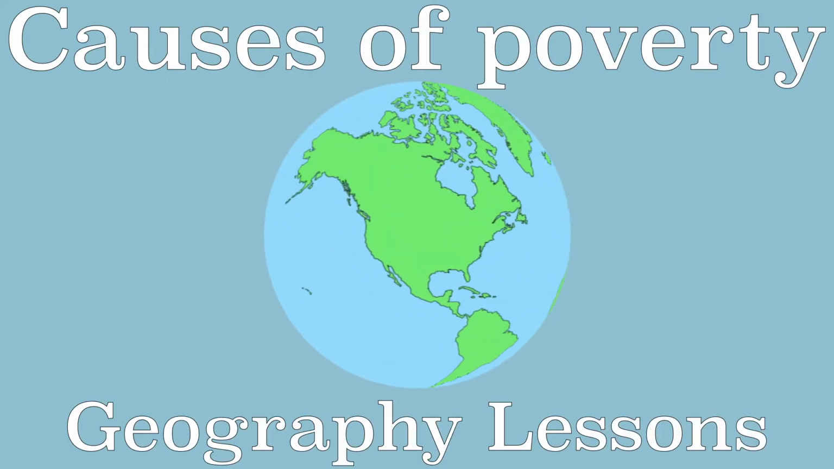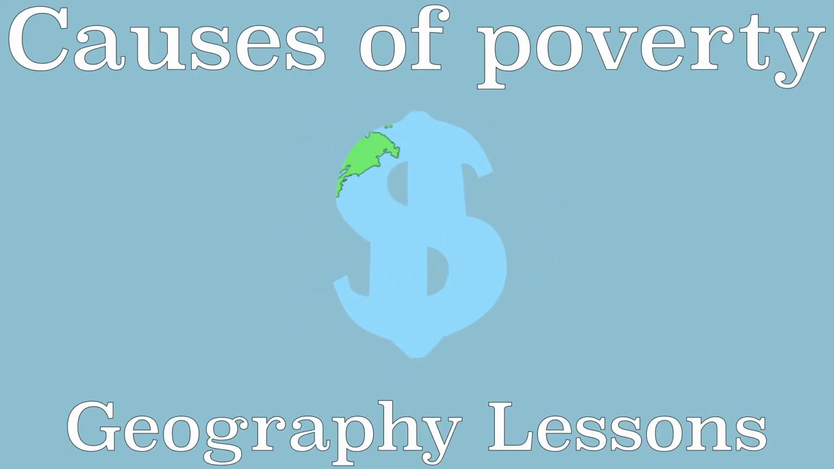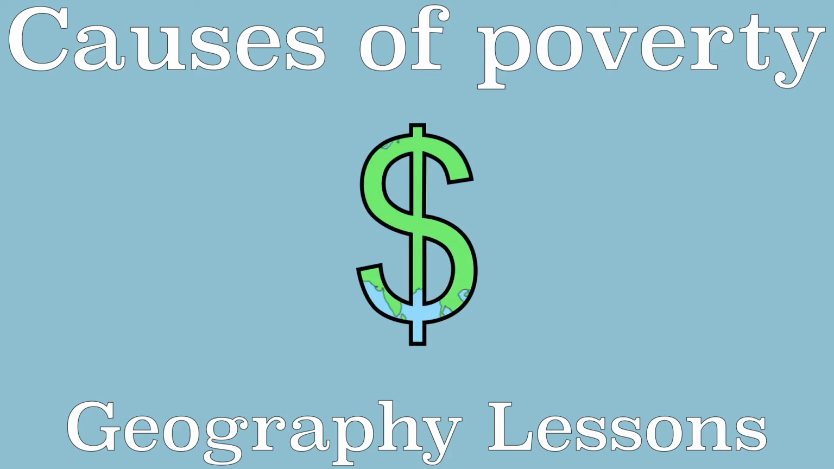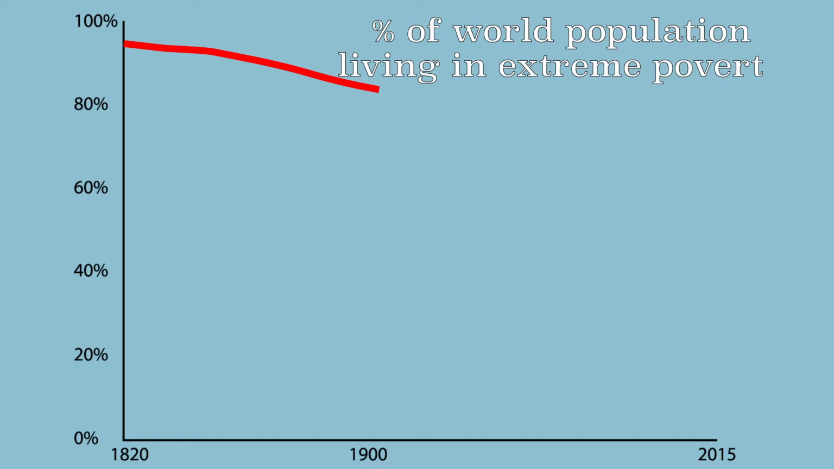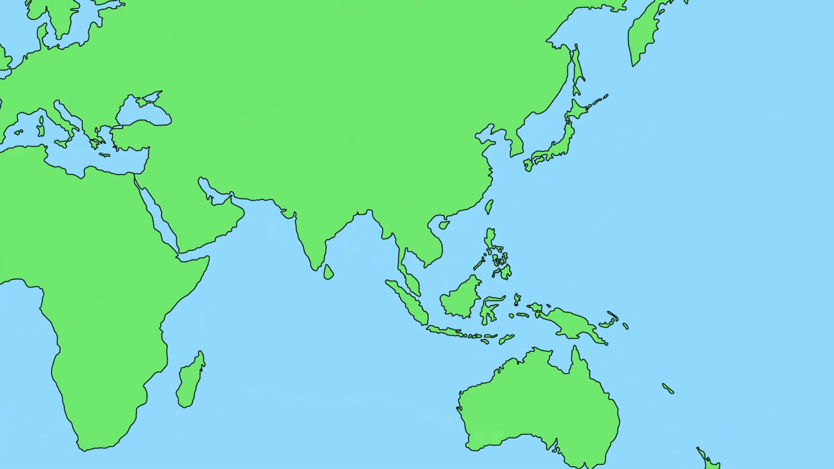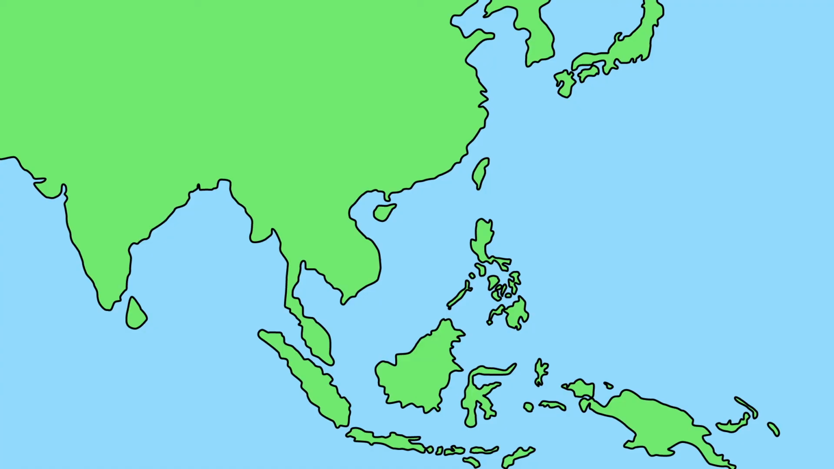The number of people living in extreme poverty has fallen sharply over the past 30 years. In 1990, about 40% of the world's population lived in extreme poverty, or 2 billion people, but that has dropped to about 10% of the world's population, or about 700 million people. This was mainly caused by the enormous economic growth of mainly Asian countries, which made people richer.